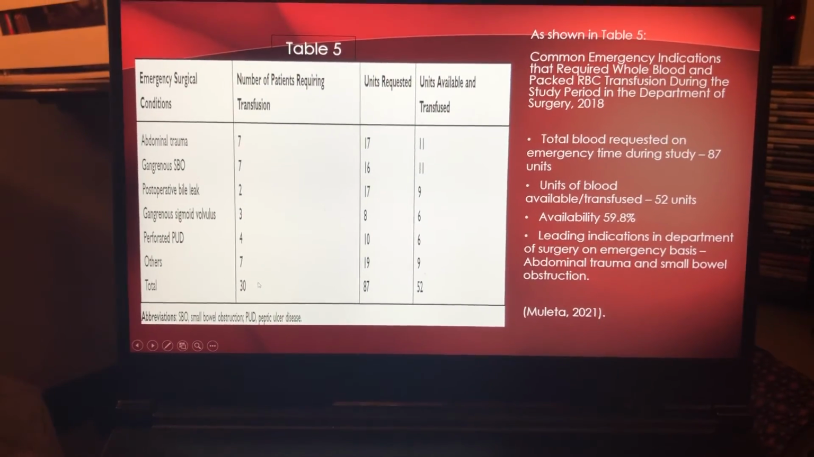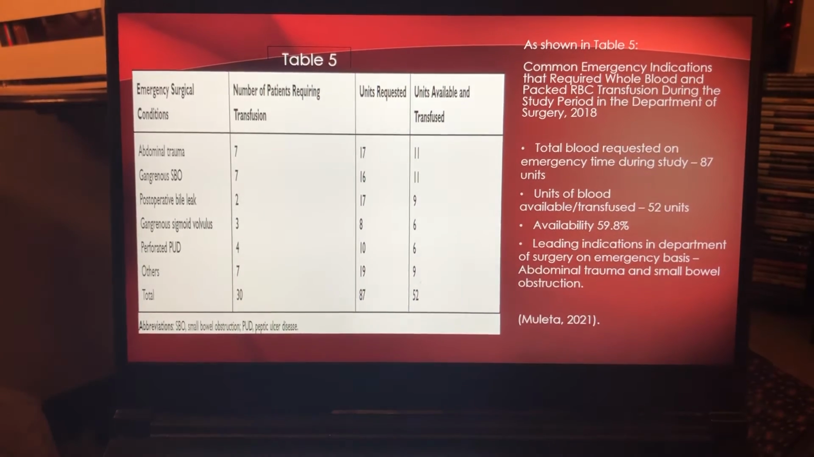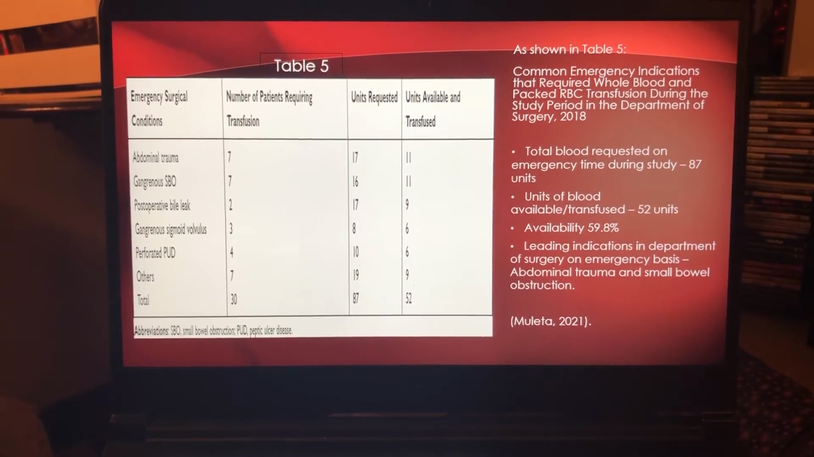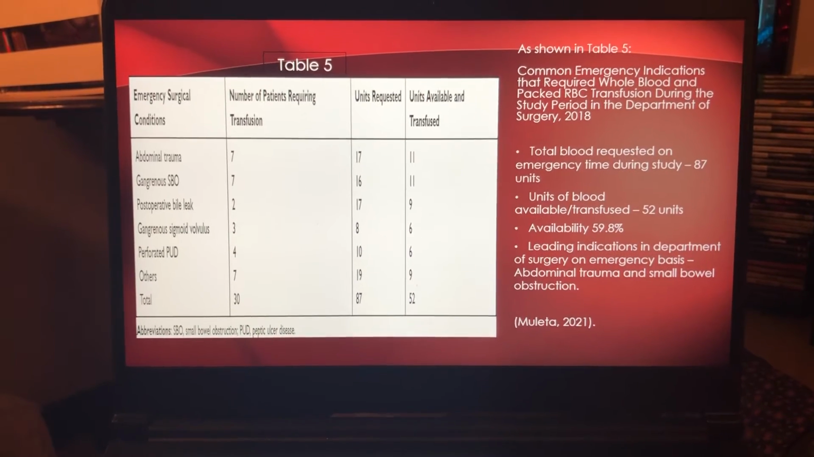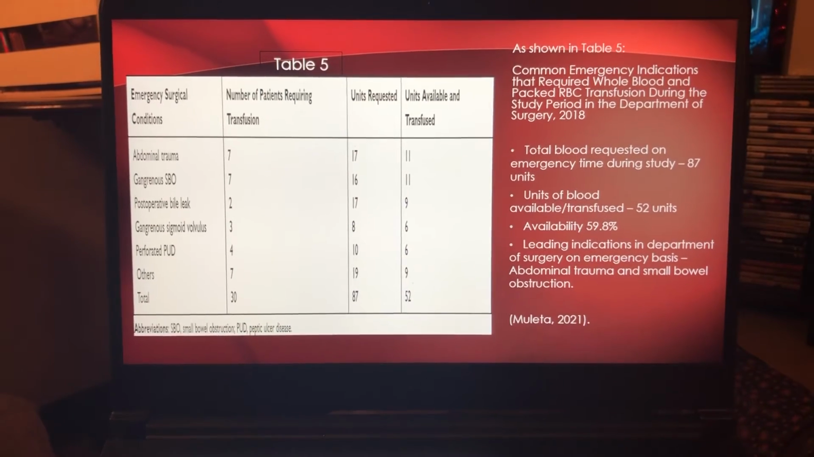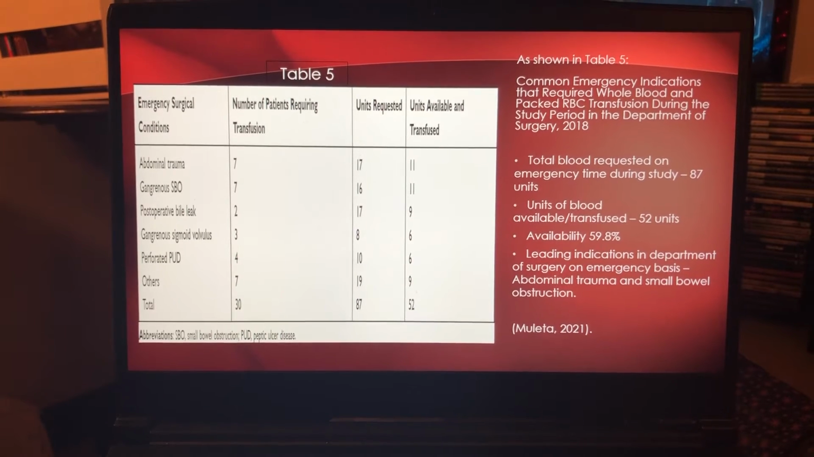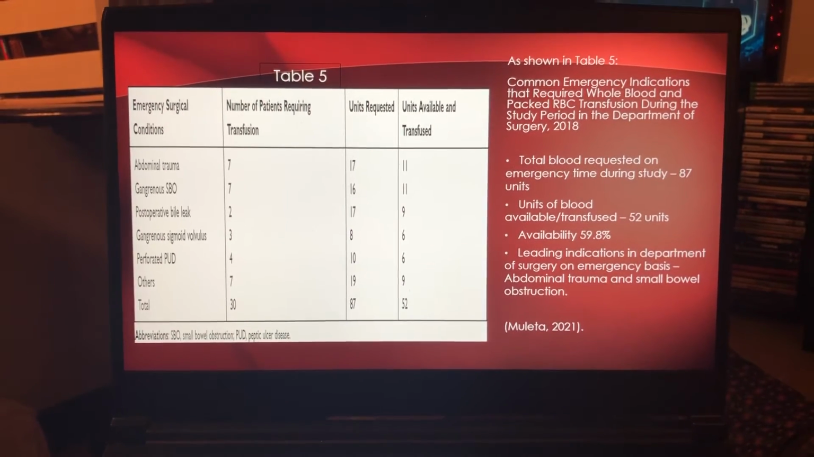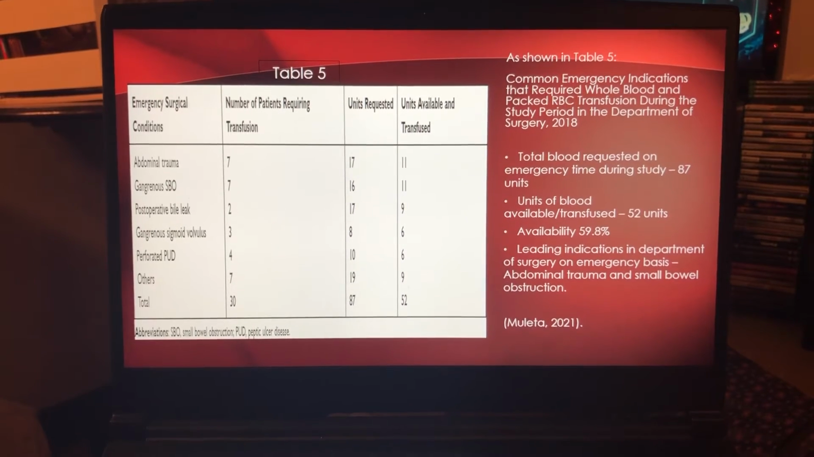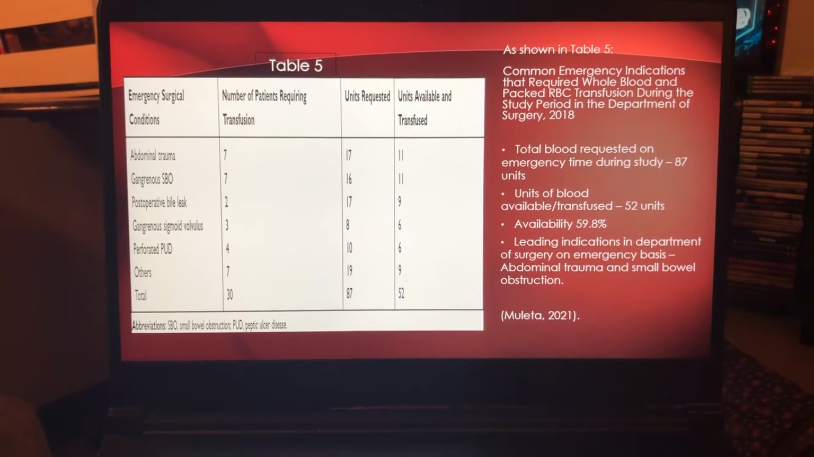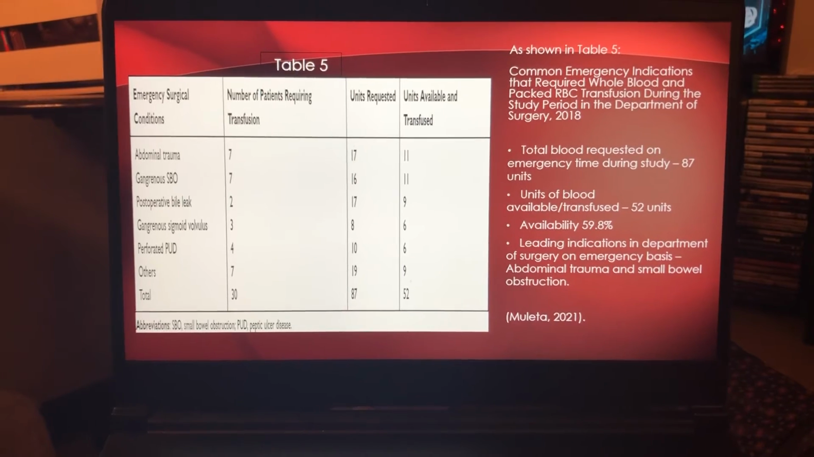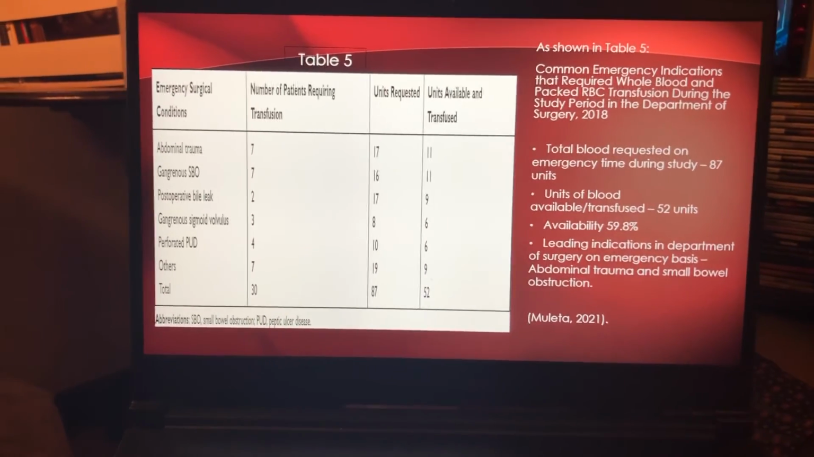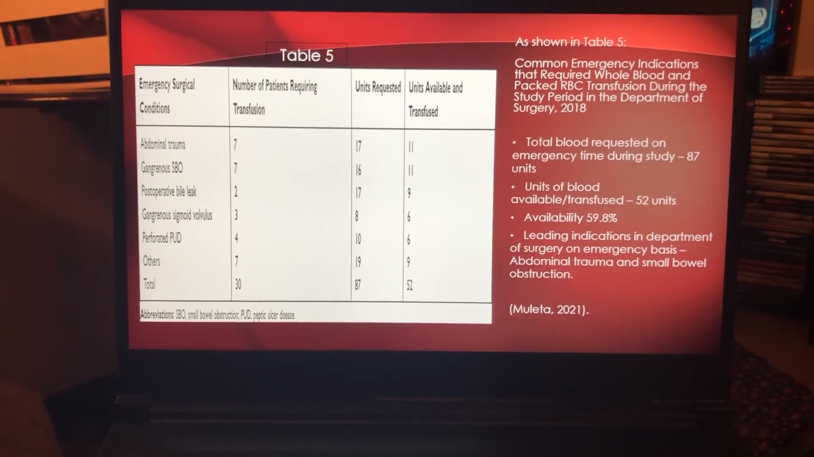Lastly, we see Table 5, which shows the common emergency indications that required whole blood and packed red blood cell transfusion during the study period in the Department of Surgery. The total blood requested at emergency time during the study was 87 units. The units transfused were 52. So they requested 87, they got 52. So the availability was only 59.8%, which isn't that great.